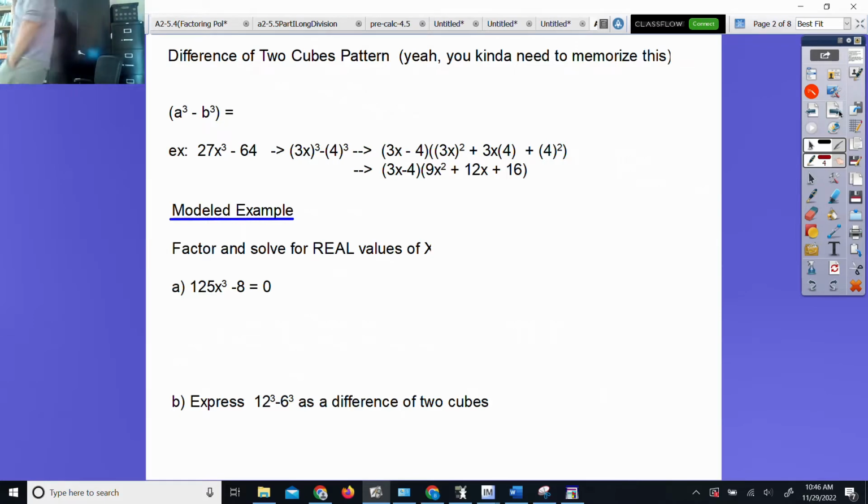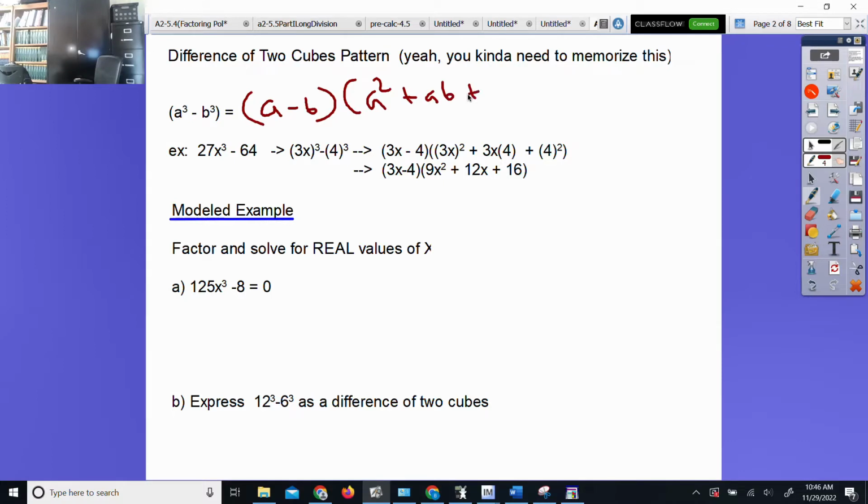All right, here's the difference of two cubes pattern. I don't think anybody in this room has it memorized. A cubed minus b cubed factors as a minus b, a little set of parentheses, times a squared plus ab plus b squared. And you've had months to memorize that ahead of time if you wanted to, but you chose not to.